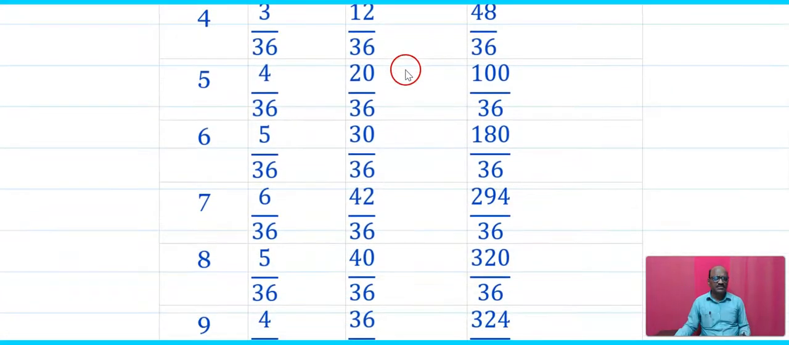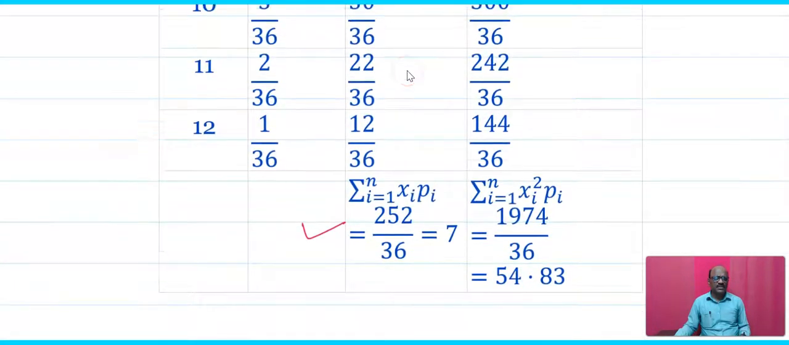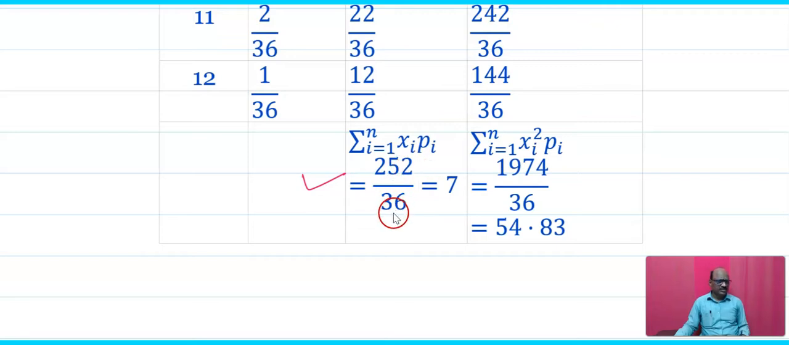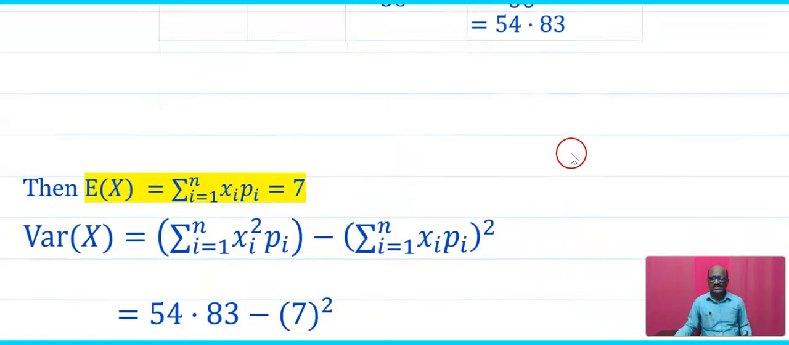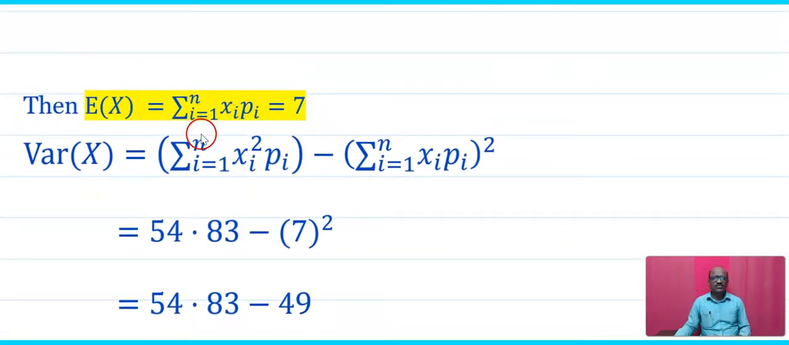See this here. Sum of all these elements, 252 upon 36. And next is the summation of i equals 1 to n of xi square into pi. That is 1974 upon 36. And that is 54.83. And therefore E of x, which is the summation i equals 1 to n of xi pi, is 7.